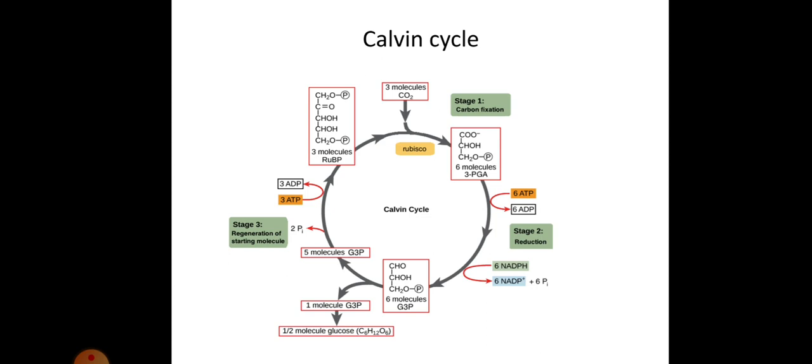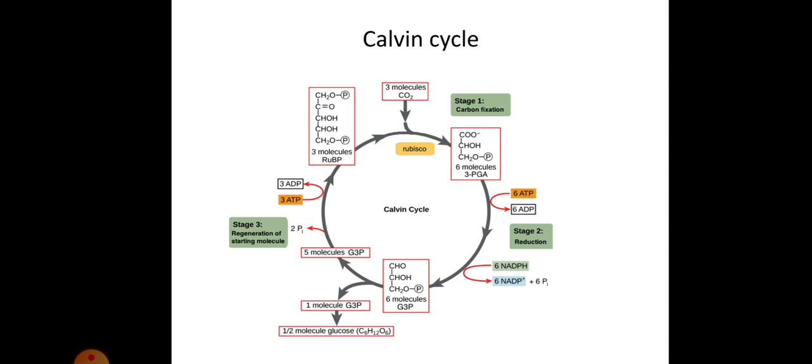During this stage, 3 molecules of CO2 from the atmosphere will be fixed by the action of Rubisco enzyme into 3 molecules of ribulose bisphosphate to form 3 PGA molecules or 6 molecules of phosphoglycerate. So we have 3 molecules of CO2 combined with 3 molecules of ribulose bisphosphate by the action of Rubisco enzyme. This is stage number 1 or carbon fixation stage.